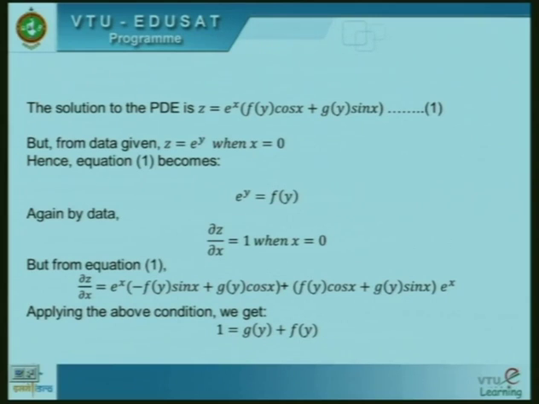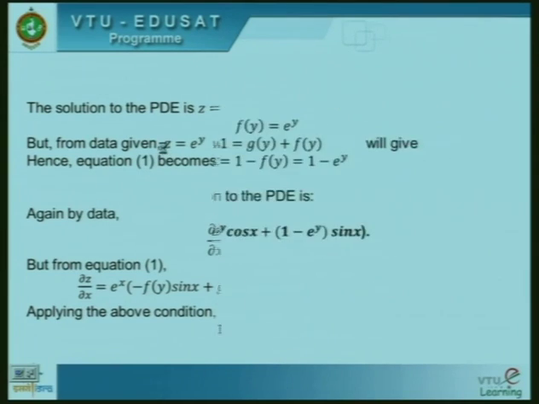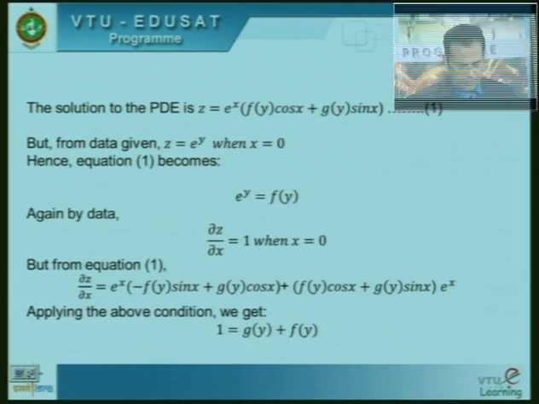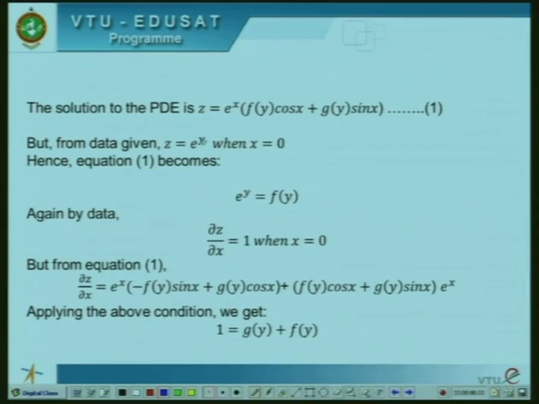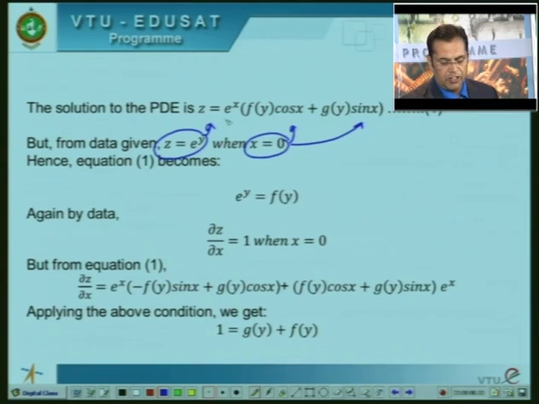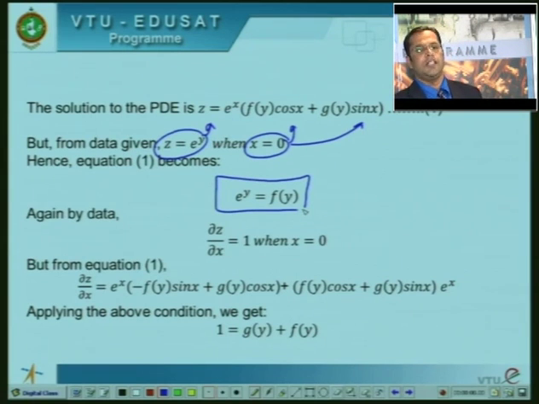Now, let us calculate the constants f of y and g of y. First, observe that from the given data, z is e power y when x is equal to 0. You have this condition here. So, apply this in equation 1. In place of z, you write e power y, hence equation 1 becomes e power y. Here cos 0 is 1, e power 0 is also 1. So, you get 1 into f of y into 1 plus sin 0 is 0, which immediately gives you the first function in the solution, f of y as e power y.